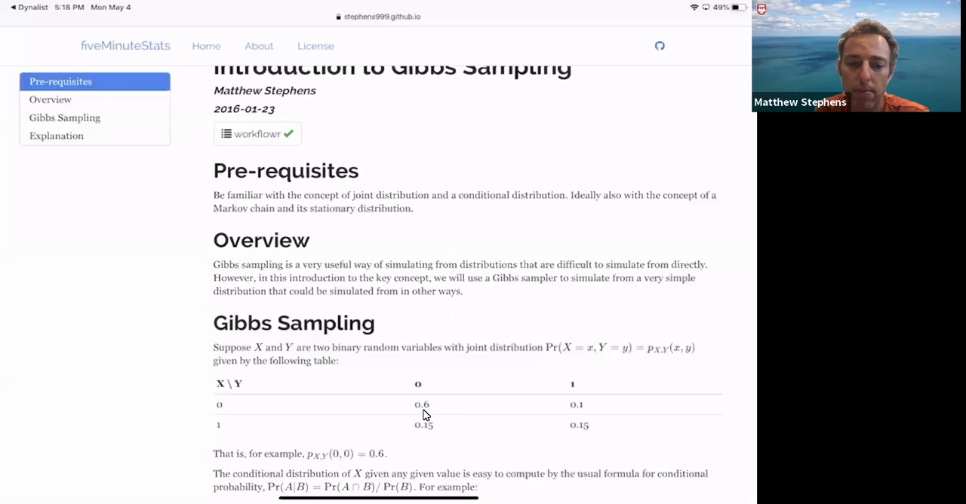The probability that they're both 0 is 0.6. The probability that they're both 1 is 0.15, and the probability that x is 0 and y is 1 is 0.1, etc. So that's their joint distribution. We're going to start off by computing the conditionals based on that joint distribution.